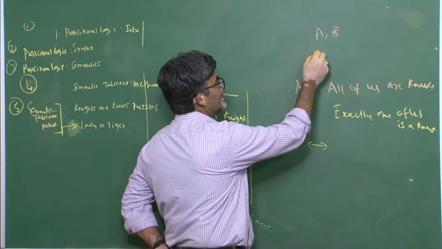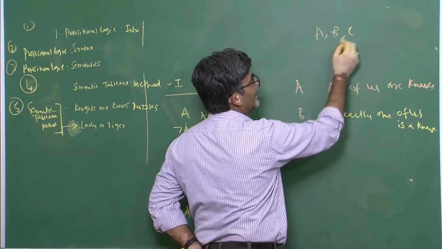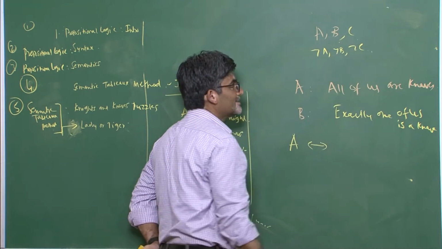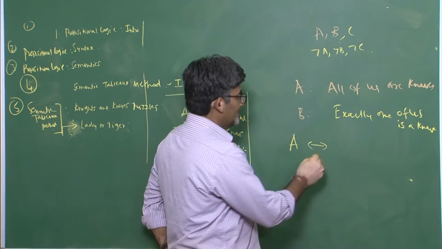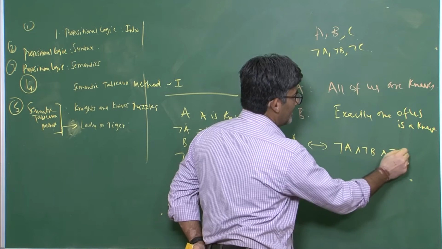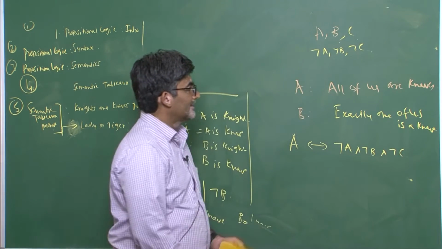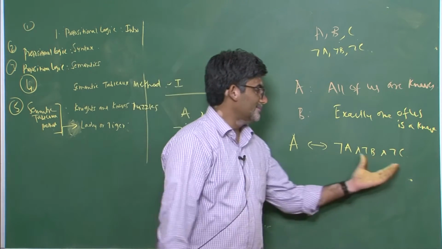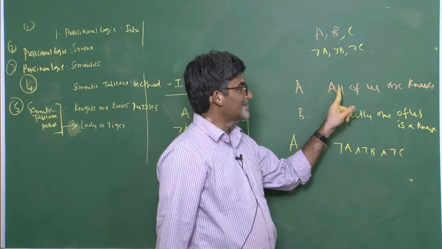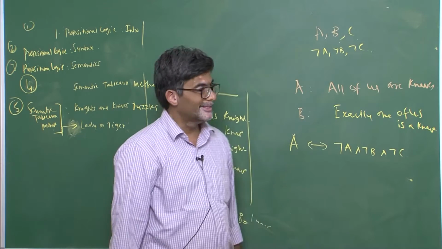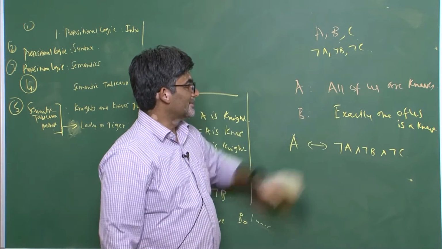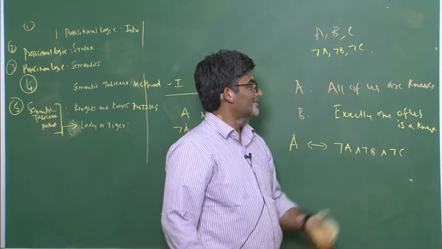In our representation, if A, B, C are knights, then not A, not B and not C are knaves. So this means not A and not B and not C are considered to be knaves. That means everyone has to be a knave here. That satisfies this: all of us are considered to be knaves. If at least one is not a knave, it doesn't satisfy this proposition, the statement that all of us are knaves.